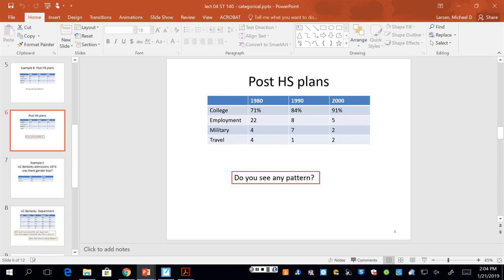Percentages, the pattern just kind of jumps out, even though the sample size is a little bit different. Right? Okay. So we're going to look at another example where the initial story might be different than the story we see at the end.